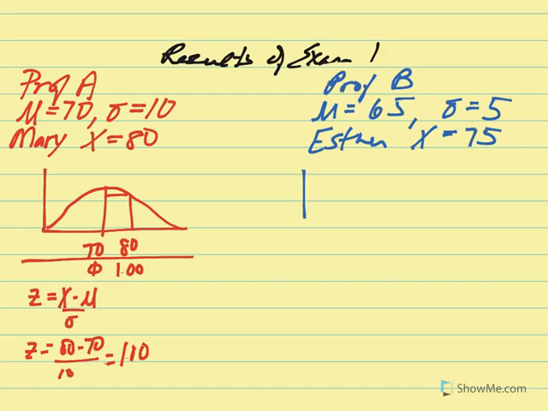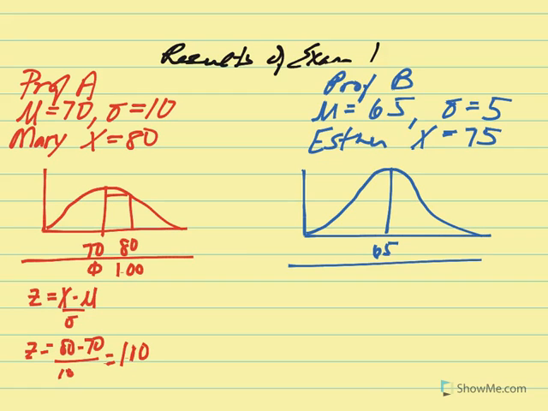Now let's look at the distribution for Professor B's class, which is a little more consistent. And the mean is 65. And Esther's score is 75. So one standard deviation is equal to 5 points. That puts us at 70. And then we want to know what Esther's score is in terms of standard deviation units. So again, 65 would become 0, 70 would be 1, and let's convert her score into z-score.